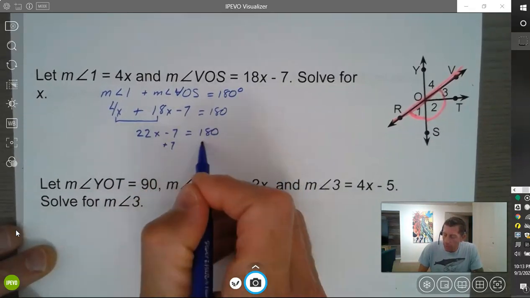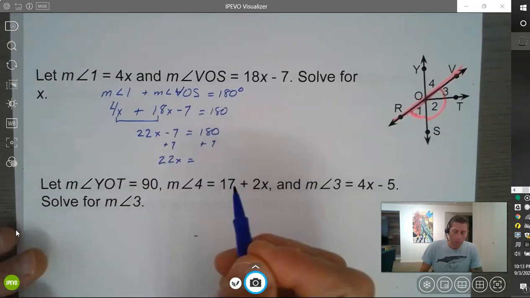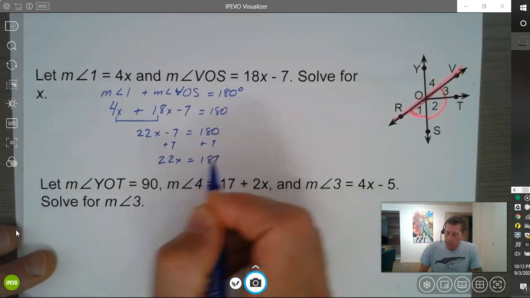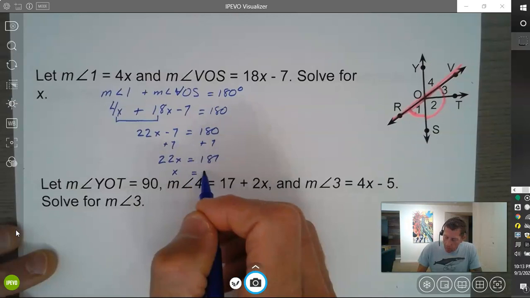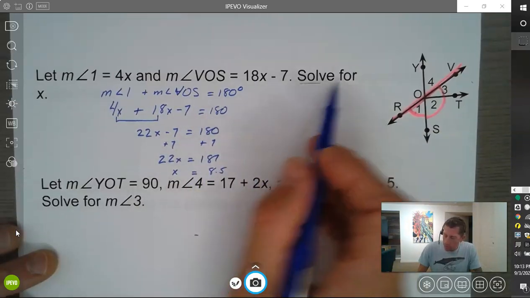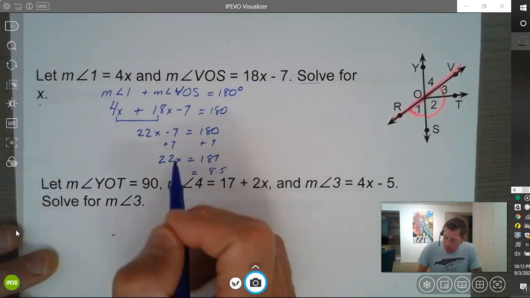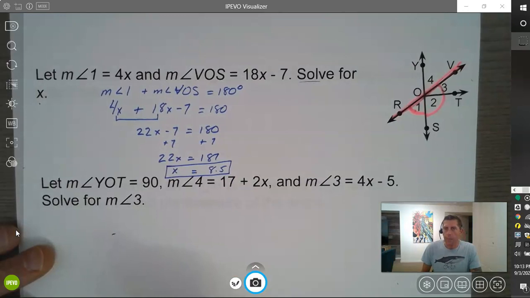I add 7 to both sides, and then I get 22x equals 187. I divide by 22, and I get x equals 8.5. I'm just asked to solve for x in this situation. I can box my answer and call it good.